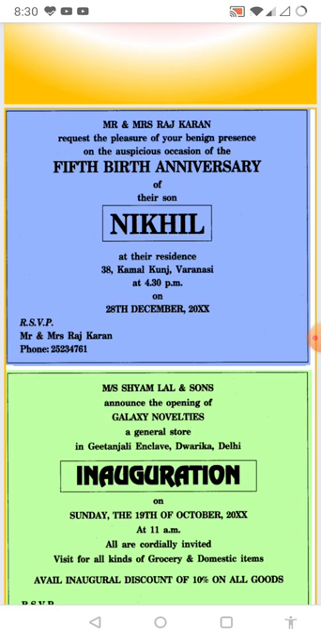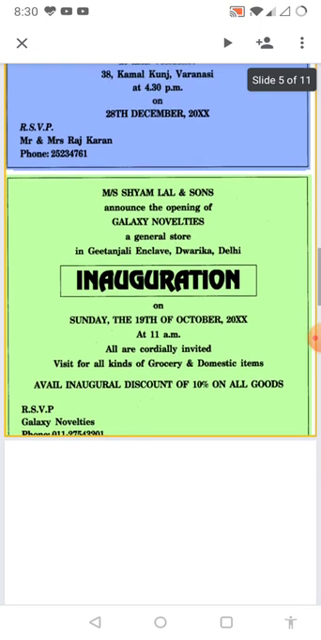RSVP, reply to whom? Mr. and Mrs. Rajkaran, and the phone number is also written. So this is the way to write a card type of invitation when you are making a card. Now the second one, you can see the same.